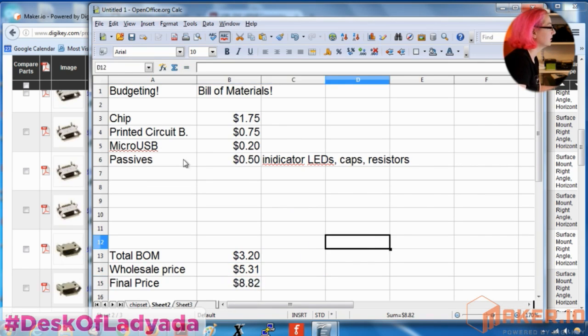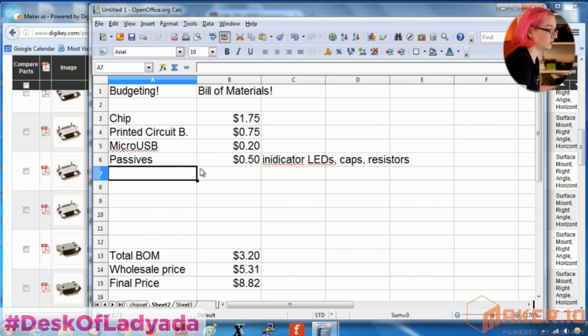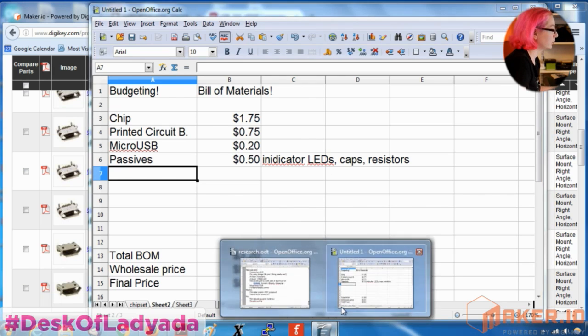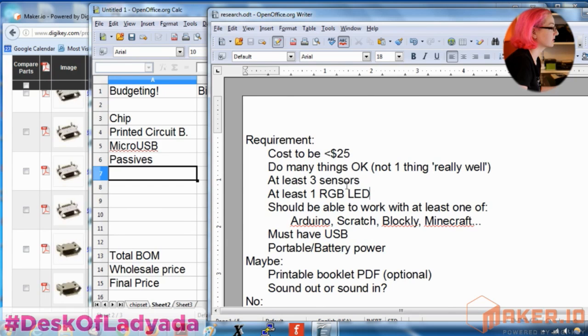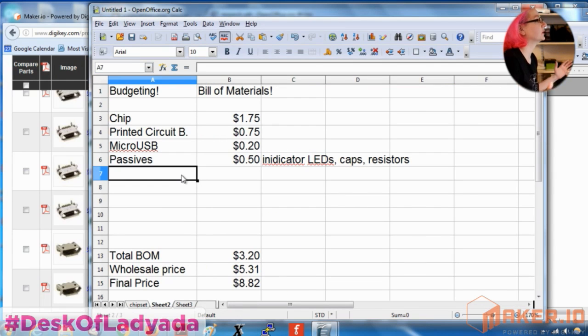All right. Oof. Half our budget. Okay, so that's the micro USB. And now I want to add some of the components. So, when we went through the research, we decided that we wanted to have sensors. And since I've already blown half my budget, I'm like, okay, I can't add a really cool 9DOF sensor because those chips are just going to blow through my budget.